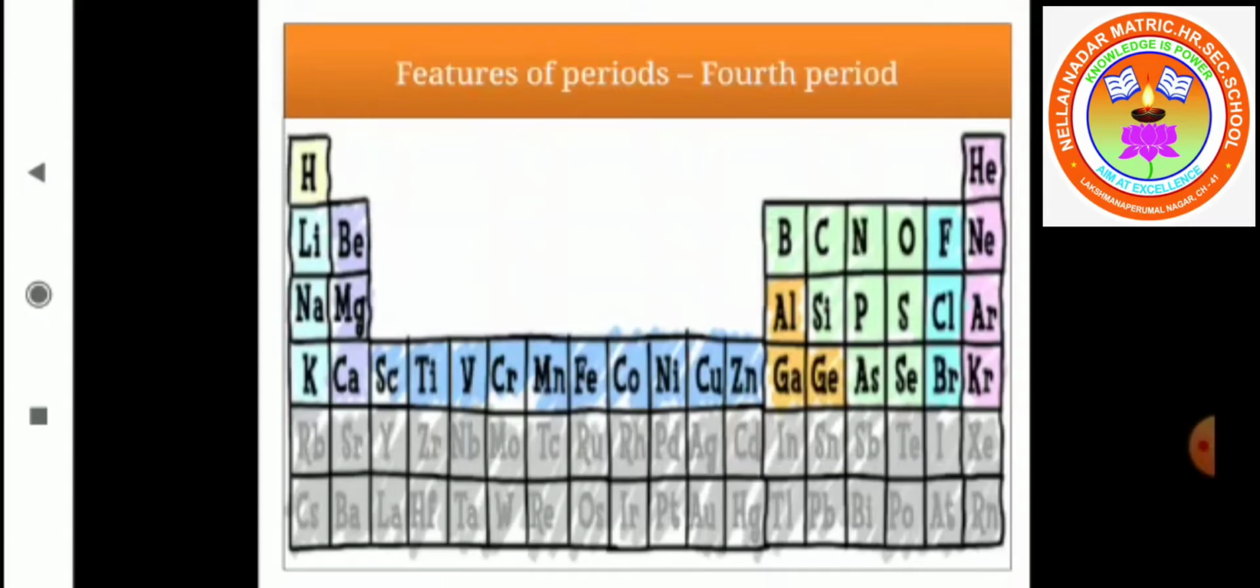Okay. So the elements of the fourth period are potassium, calcium, scandium, titanium, vanadium, chromium, manganese, iron, cobalt, nickel, copper, zinc, gallium, germanium, arsenic, selenium, bromine and krypton. Okay children, so totally 18 elements are there in the fourth period of the modern periodic table.